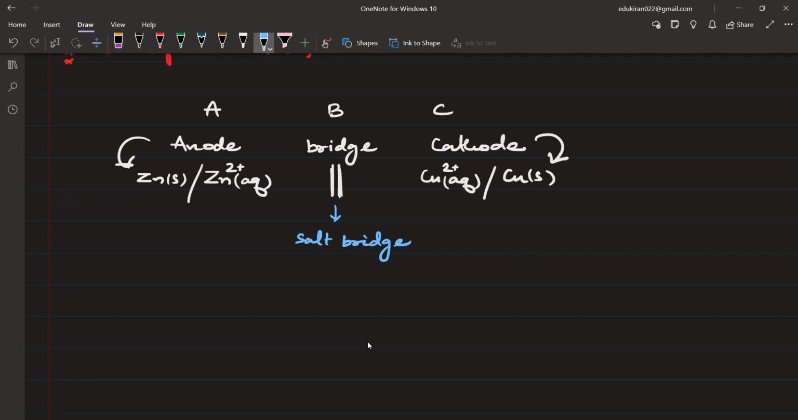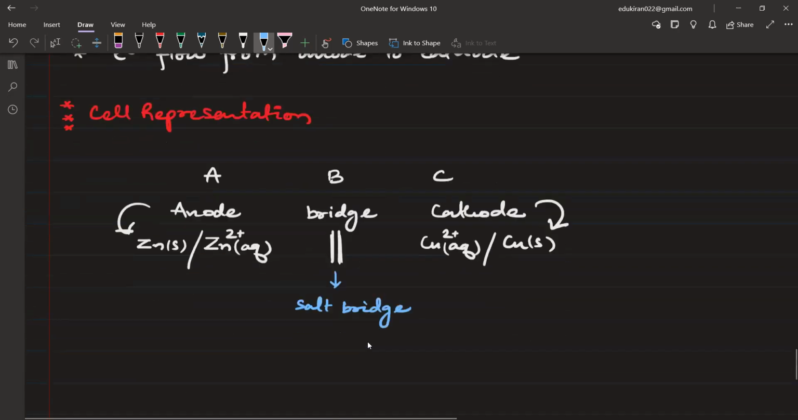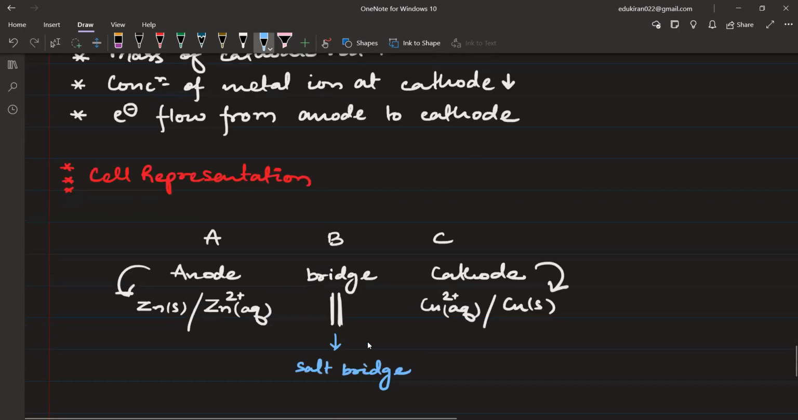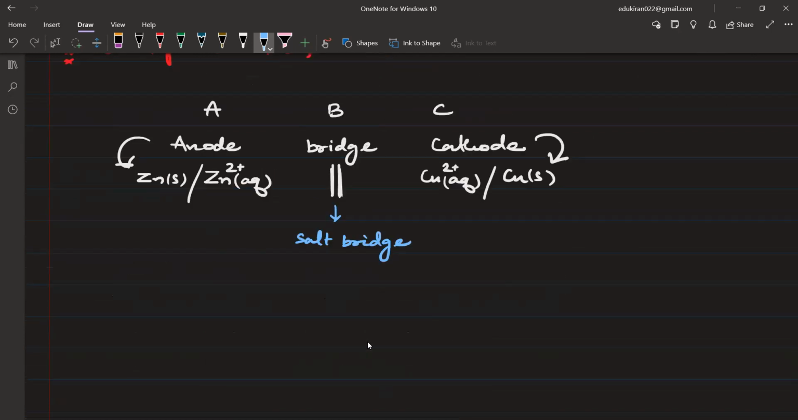Now, let us talk about this part where we said that some metals have a tendency to get into their ion form, and some metals have a tendency to get into their atomic or metal form. That is known as the electrode potential. What is the potential of the electrode? Whether it is more favorable towards reduction or more favorable towards the oxidation half.